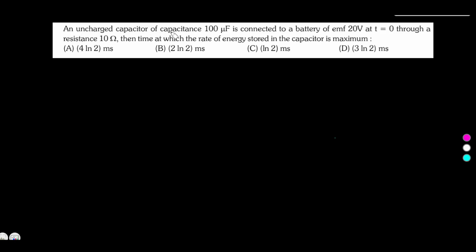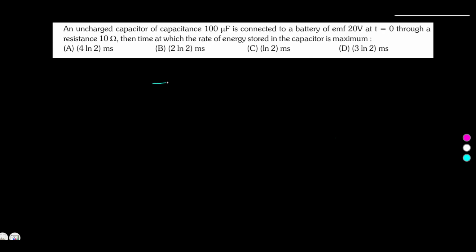An uncharged capacitor of capacitance 100 microfarad is connected to a battery of EMF 20 volt at t equals to 0 through a resistance 10 ohm. Then at which time is the rate of energy stored in the capacitor maximum?